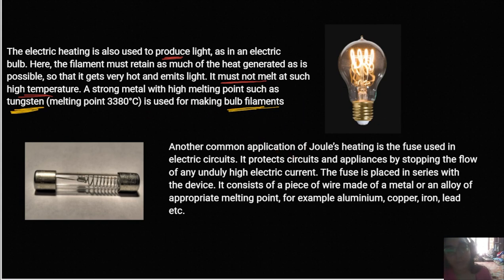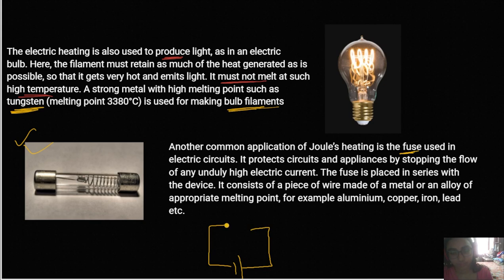Another common and very important application of Joule's heating is the fuse, which is used in electric circuits. I'm sure you're familiar with the term fuse. What it means is that sometimes a short circuit can arise in the electrical wiring of the house.